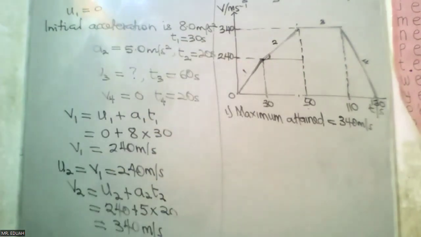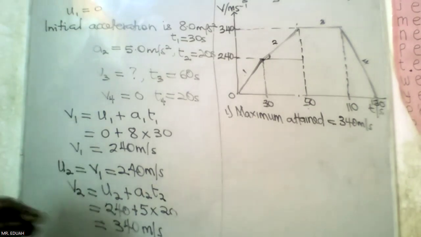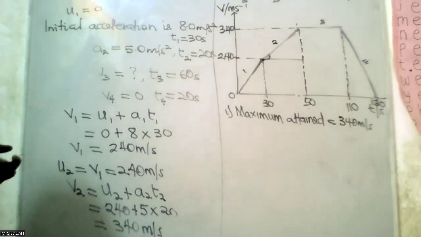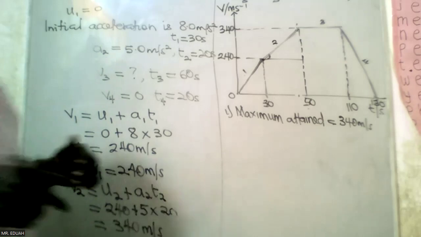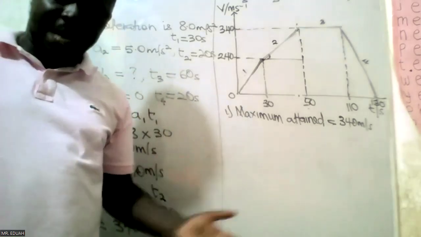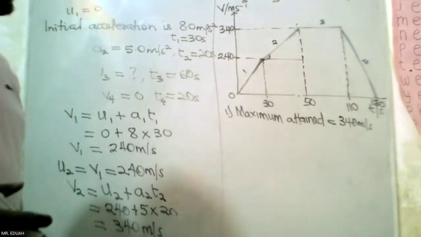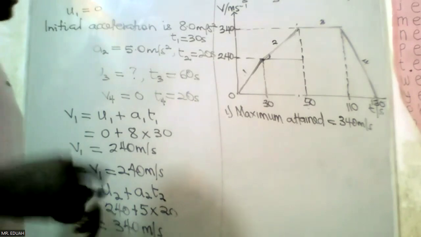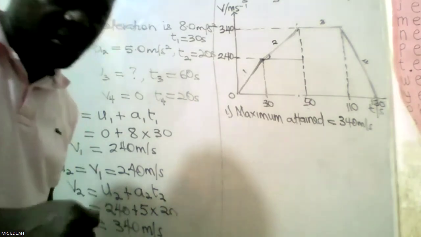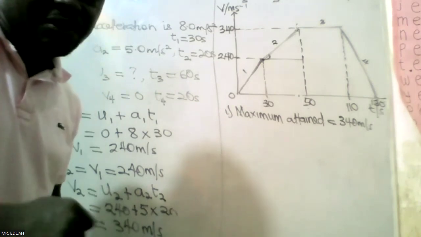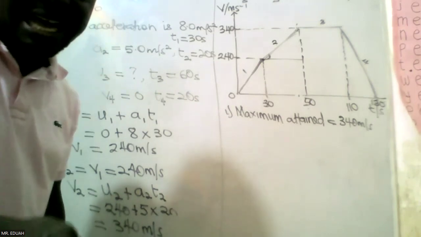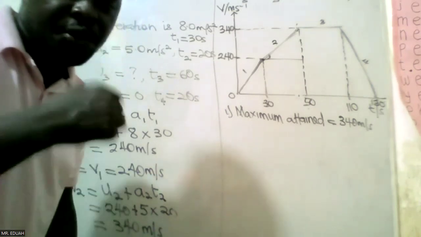2. Calculate the average retardation as the body was being brought to rest. If you have a velocity time graph or speed time graph, the slope is equal to the acceleration. Acceleration can be positive or negative. When acceleration is negative, we call that deceleration or retardation.